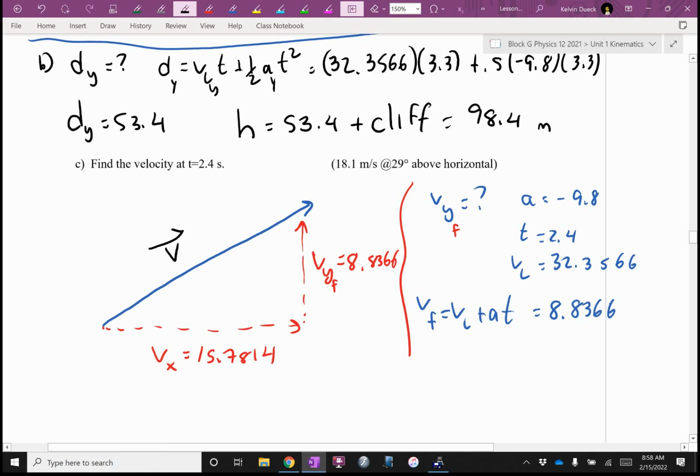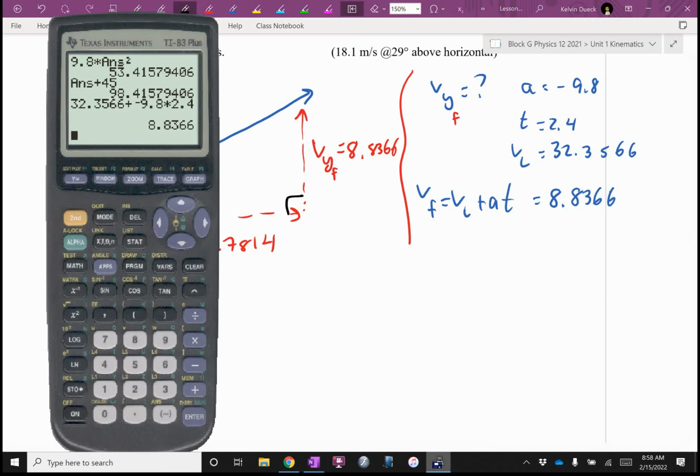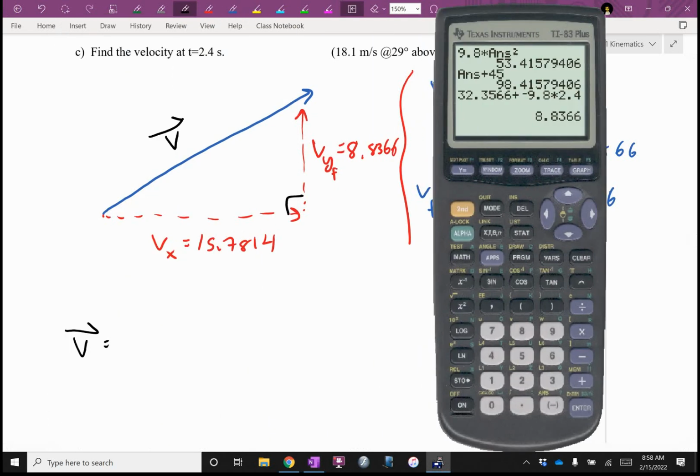How can I find the magnitude of that velocity? I'm looking for a word that starts with the letter P and rhymes with Pythagoras. I can do Pythagoras. So the magnitude is going to be 8.8366 squared plus 15.7814 squared. Square root, answer button. And I get a magnitude of 18.1.